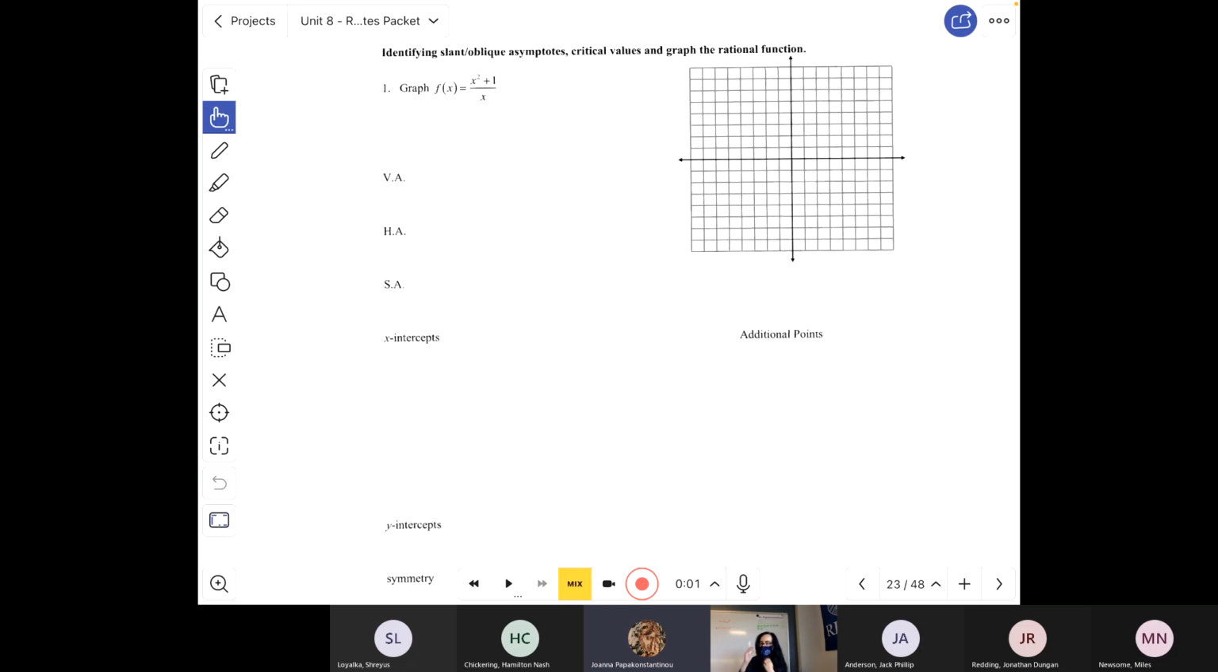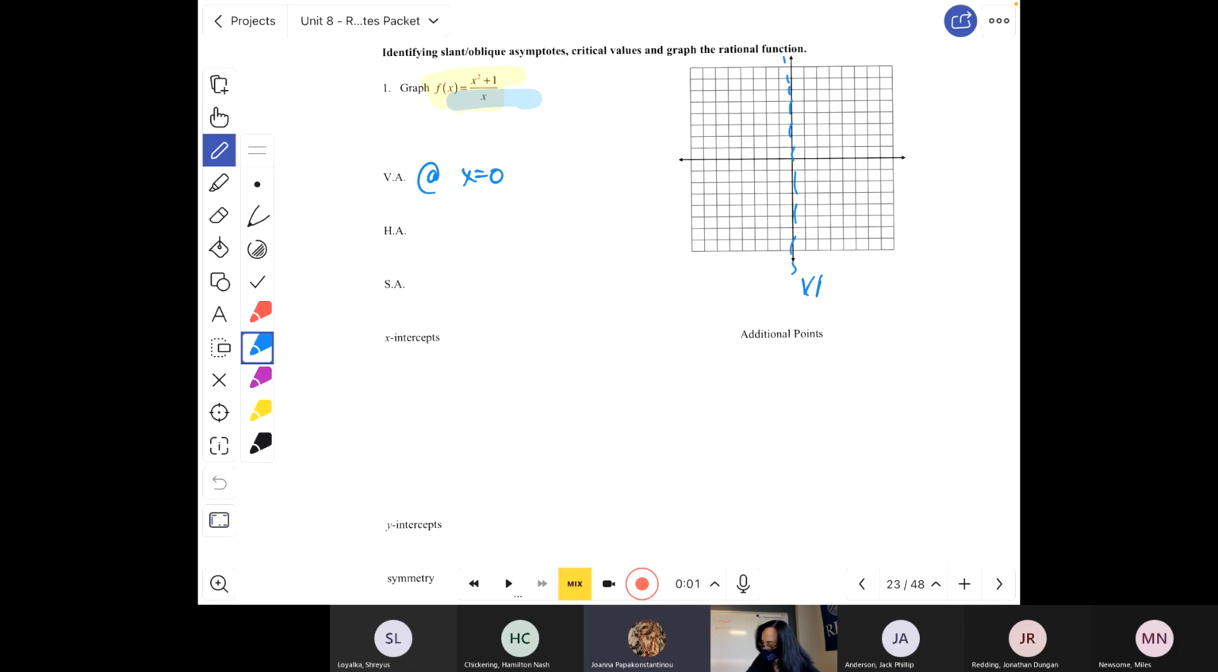So this next example, we want to graph this rational function. So what can you tell me about this? Where do we want to start? Okay, you want to tell me the vertical asymptote? Where is the vertical asymptote? And how do you know that? Okay, so let's graph that. So when x is equal to 0, I'm on the y-axis.